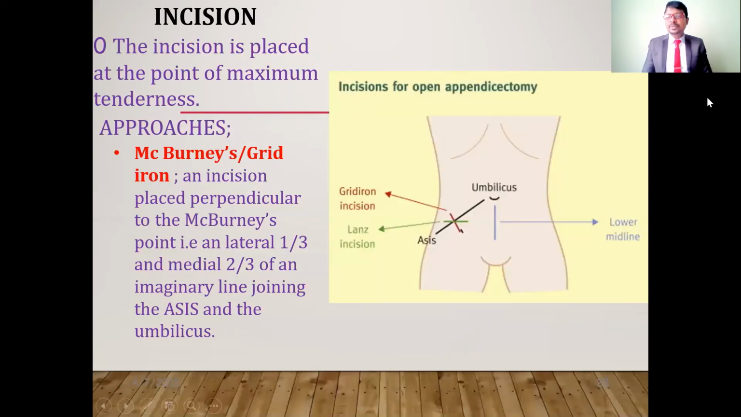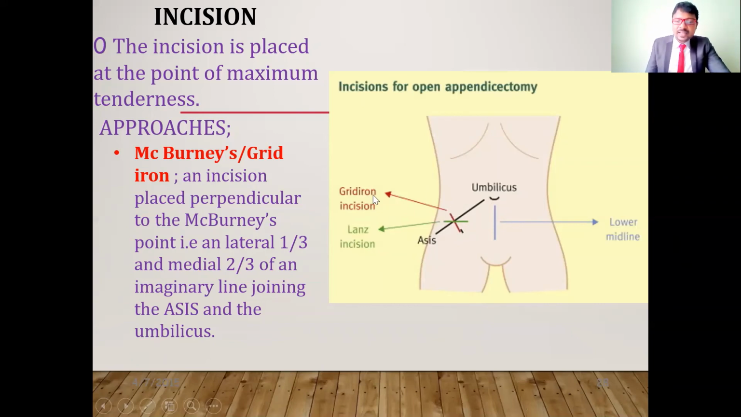These surgical procedures depend on the surgeon and the patient, and the decision will be according to the surgeon. The incisions will be different, and many incisions are there: the gridiron incision, also called the McBurney incision, the Lanz incision, and the lower midline incision. Many different types of incisions, treatment plans, and surgical procedures exist.